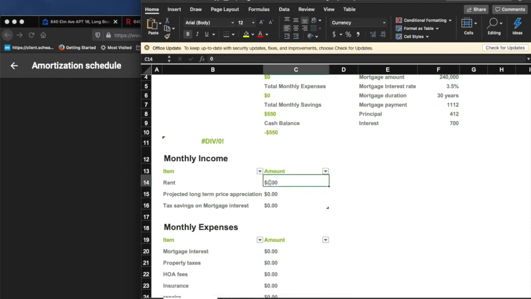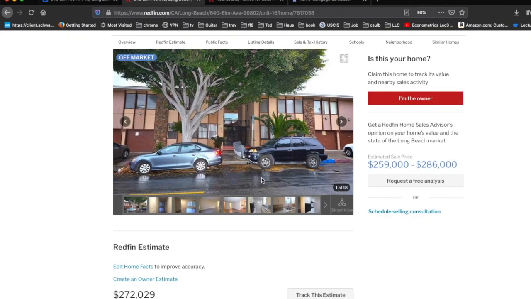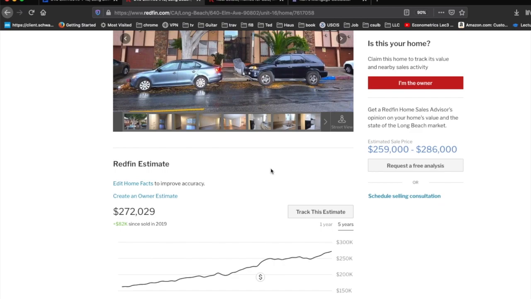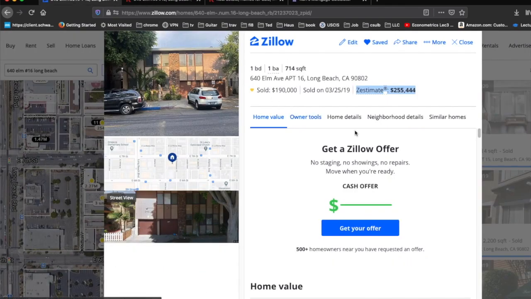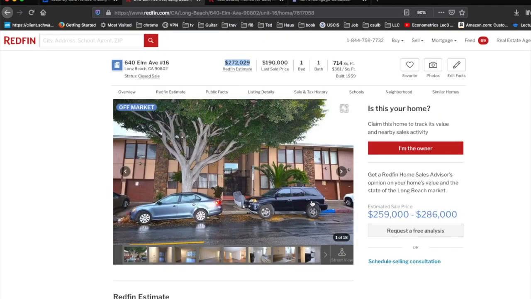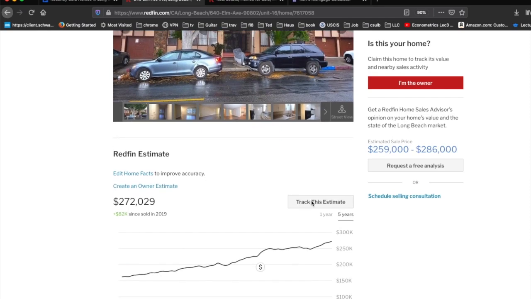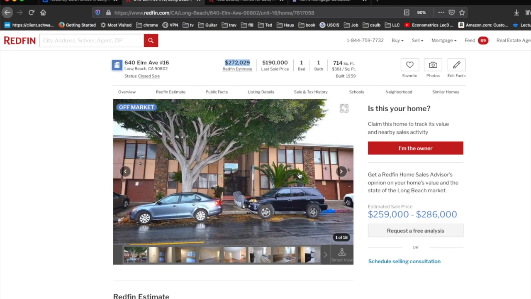Rent. Let's assume that this property is being rented for $1,700. This is a one bedroom in downtown Long Beach, and it also has a garage. The garage is very valuable in downtown Long Beach, so it's not very unrealistic to assume. A rent of $1,700 is actually probably more on the conservative side.